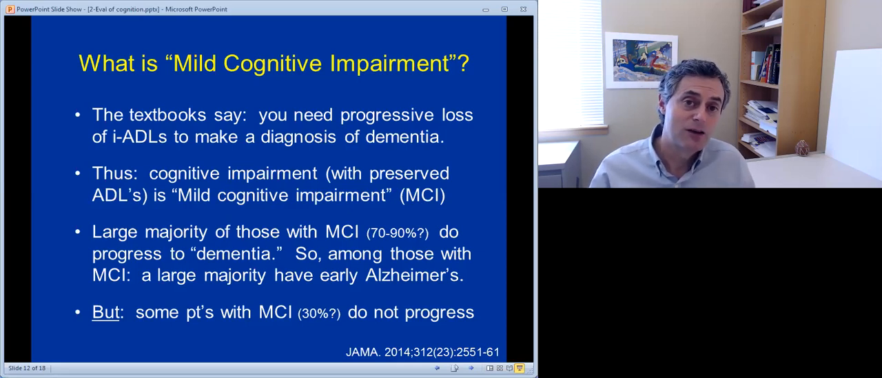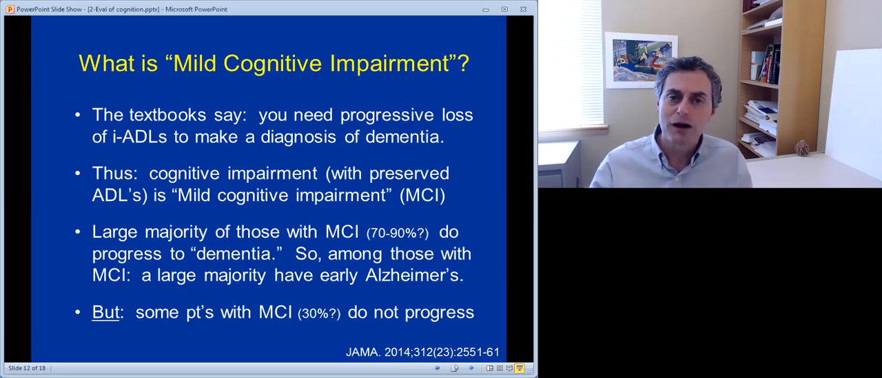The tricky thing is that a large majority of people with mild cognitive impairment, 70%, 80%, maybe more, do eventually progress to dementia. And so among all of the people with mild cognitive impairment, a very large majority of those people do have early Alzheimer's disease.